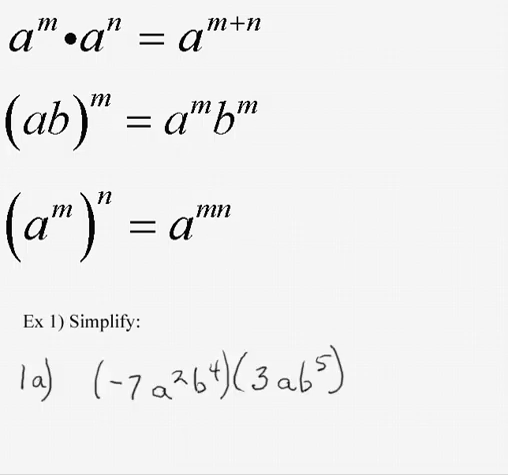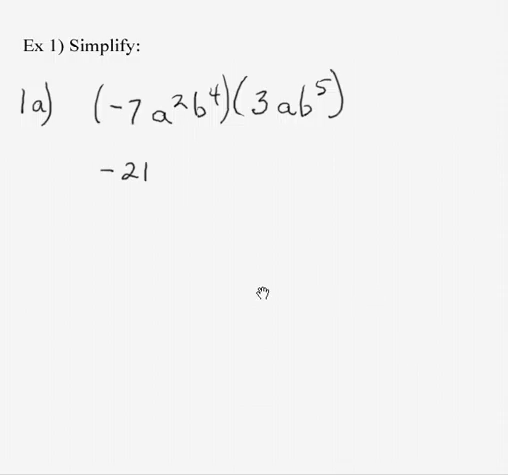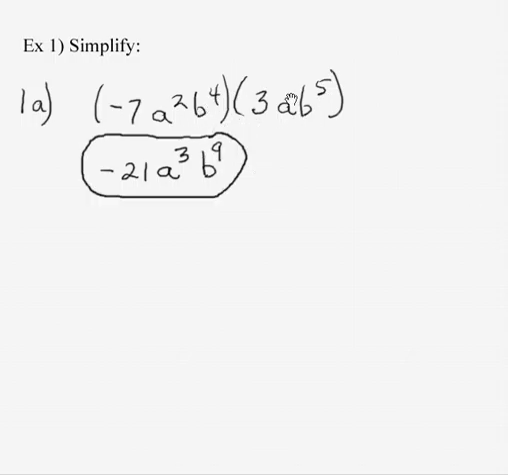So here's two monomials that we're going to be multiplying. We're going to be multiplying negative 7 a squared b to the fourth times another monomial, 3 a b to the fifth. And in this case, what we're going to do is start out with the numerical coefficients. Negative 7 times positive 3 is negative 21. Then a squared times a to the first, we're going to keep the base a and add the exponents 2 plus 1, which leaves me with a to the third. Then with the b's, b to the fourth times b to the fifth, we're not going to change the base b, we're going to keep it and add the exponents 4 plus 5 and end up with b to the ninth power.